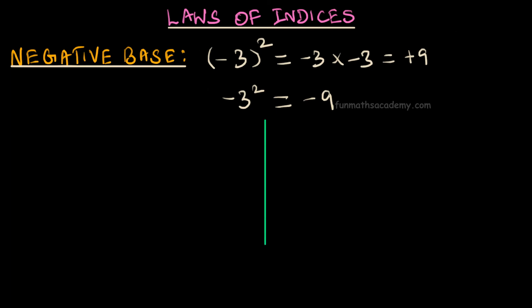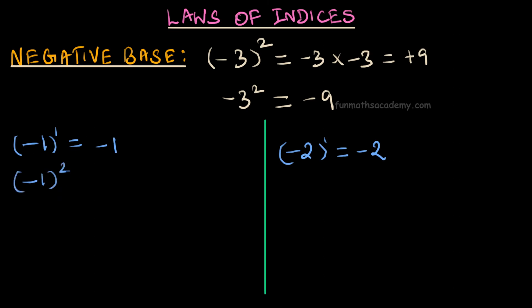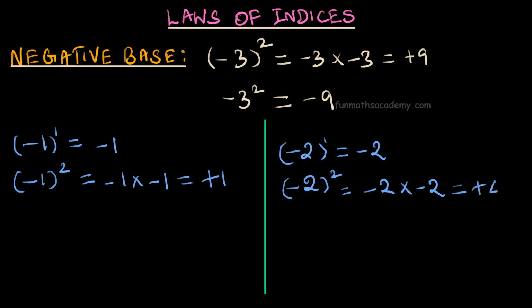Now, let us find the powers of minus 1 and minus 2. Minus 1 whole to the power 1, we get minus 1. Minus 2 whole to the power 1 is equal to minus 2. Minus 1 whole to the power 2 is minus 1 times minus 1 and we get plus 1. Minus 2 whole to the power 2 is minus 2 times minus 2. Minus 2 times minus 2 will be plus 4.